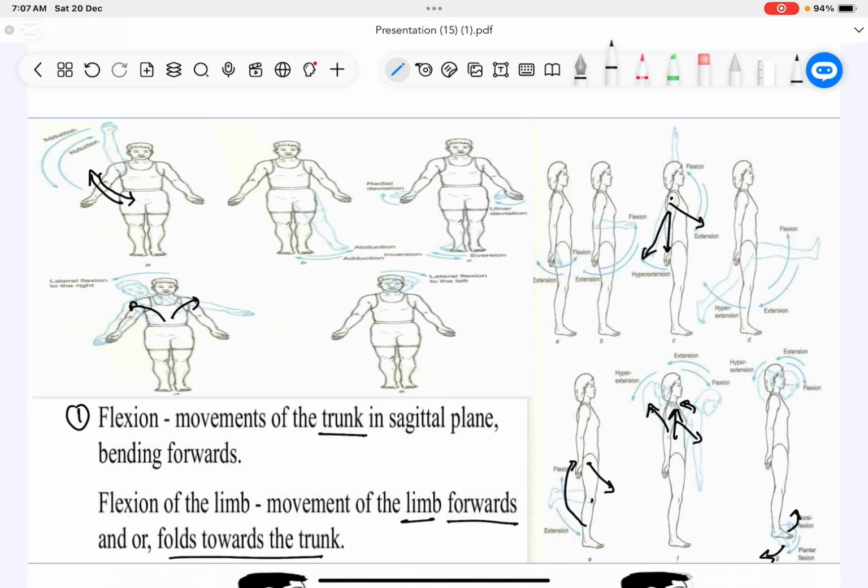Then this adduction and abduction we can also use for movement in the wrist area. Toward the ulnar side, it will be the ulnar deviation, and toward the radial side, that will be the radial deviation.